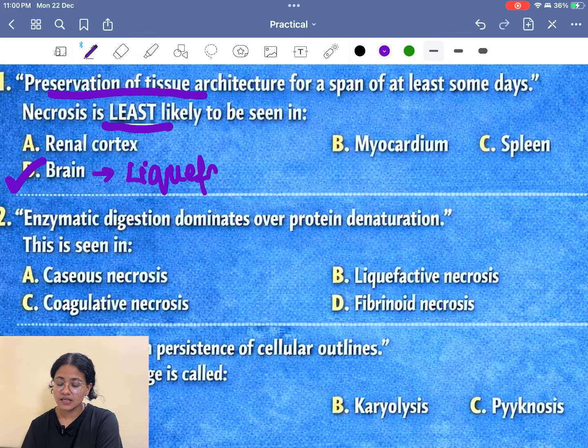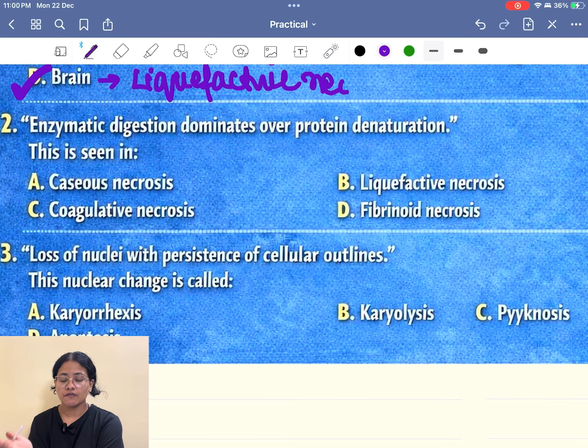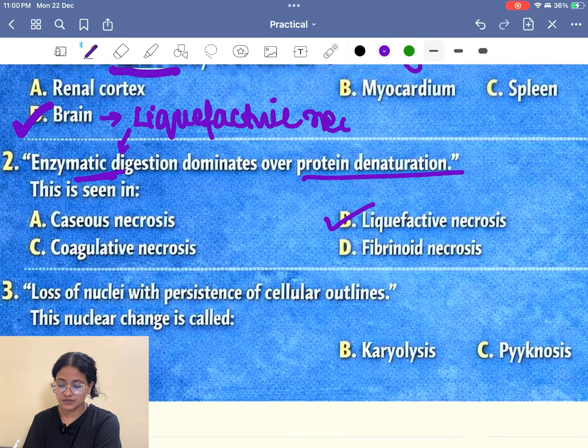And what are we saying here? We are saying coagulative necrosis. Okay, they were defining coagulative necrosis here. So the answer is definitely the organ which shows liquefactive necrosis, which is brain. Next is enzymatic digestion dominates over protein denaturation. We have again learned that in liquefactive necrosis enzymatic digestion happens. So that is again your answer. Protein denaturation after a few days happens in coagulative necrosis.